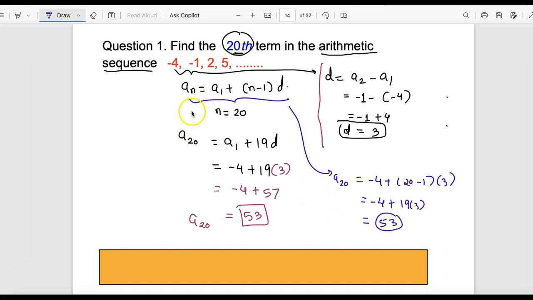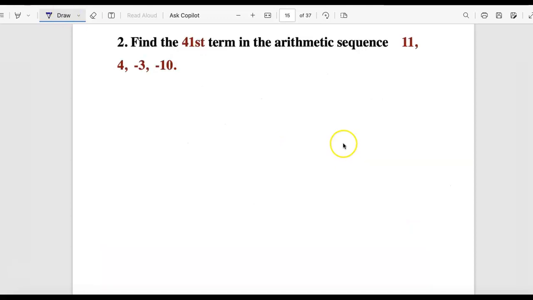This is how you find the specified terms in the arithmetic sequence. Let's go to the next problem. Now again the question is saying find the 41st term in the arithmetic sequence. Do you see this question is already given as an arithmetic sequence? What it tells you is the common difference. This means the difference of the second term and the first term is the same.